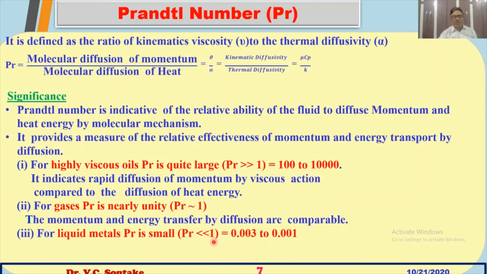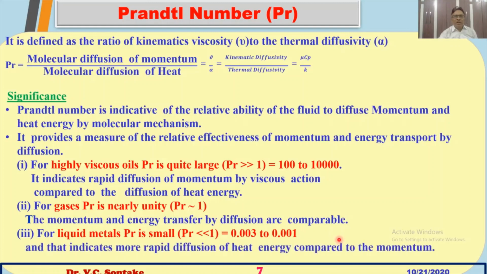The Prandtl number is very small, less than 1, in the range of 0.003 to 0.001. So the very low value of the Prandtl number for liquid metal indicates that the rate of diffusion of heat energy will be very high as compared to the rate of diffusion of momentum. So this way, the Prandtl number will basically tell us, in convective heat transfer, whether momentum or heat energy will diffuse at a high rate with respect to each other.